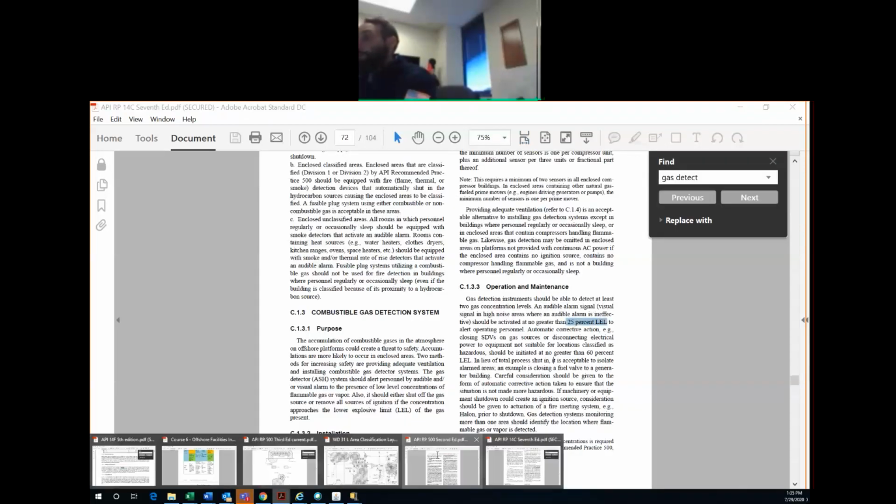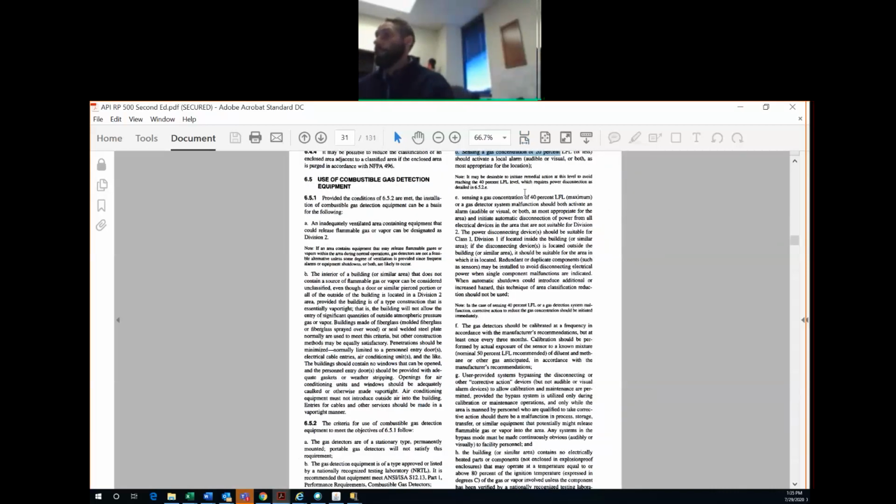Back to 500. Sensing a gas concentration of 40% LEL, the gas detector should activate an alarm, both audio and visual, and initiate automatic disconnection of power from all electrical devices in the area that are not suitable for Division 2. But the disconnection device itself needs to be rated for Class 1 Div 1.